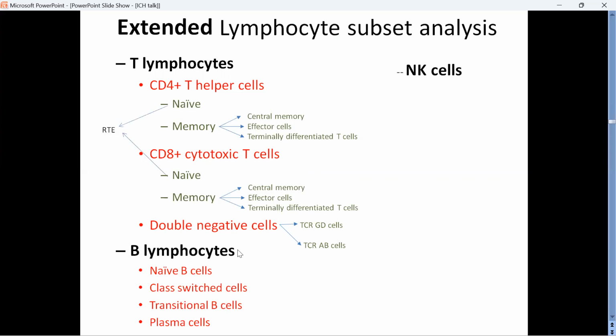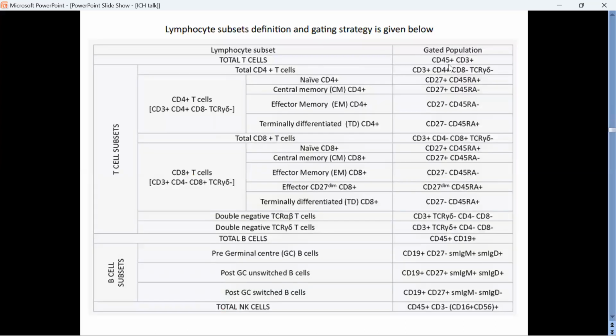Okay. And how do we do this? Basically by the phenotype. You should know the phenotype of each of these cells to study them. So this is the phenotype and these are the cells. For example, if you want to study the naive CD8 positive T cells, it should be CD3 positive, CD8 positive and CD4 negative, and it should be positive for CD27 and CD45RA, which is a naive cell marker. So basically, to study these cells, you should know the phenotype.